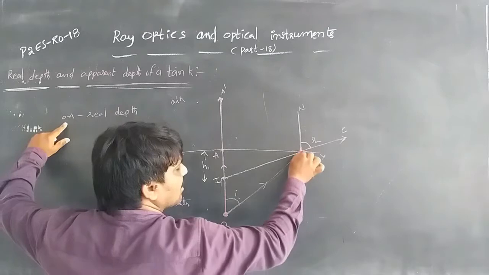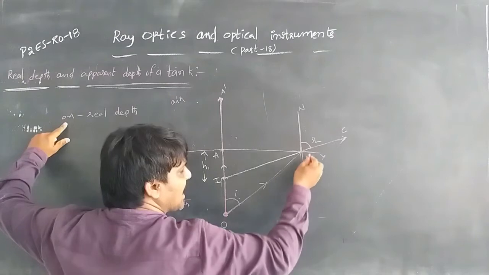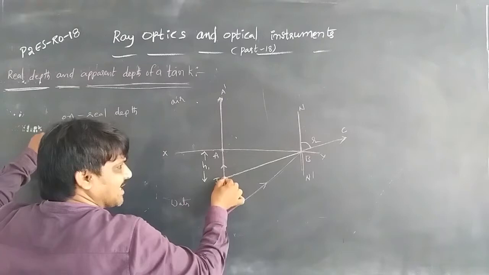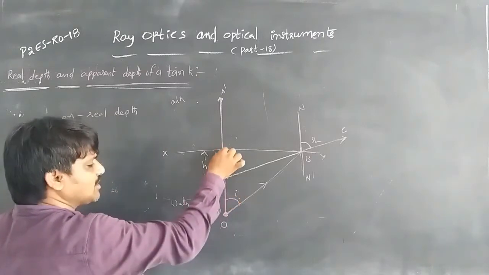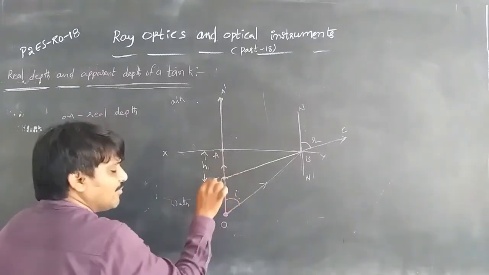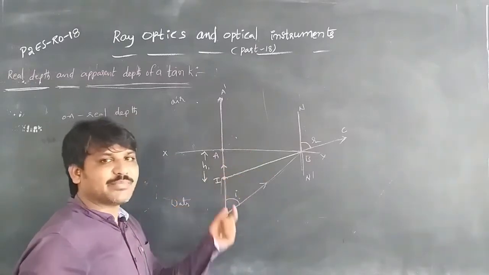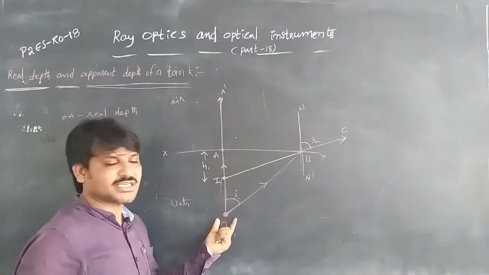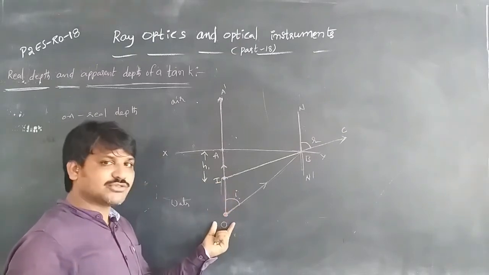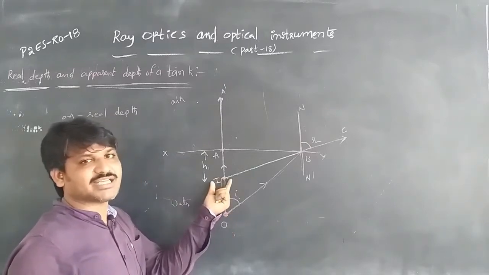It is deviated away from the normal and moves along BC. When we draw it back along BC, it meets the normal at point I, which is the virtual image formed at point I. The object is actually placed at O, but it appears to be at point I.